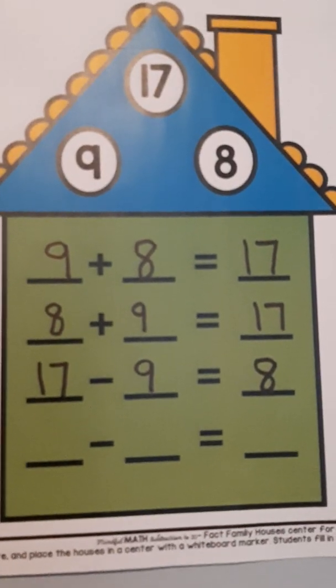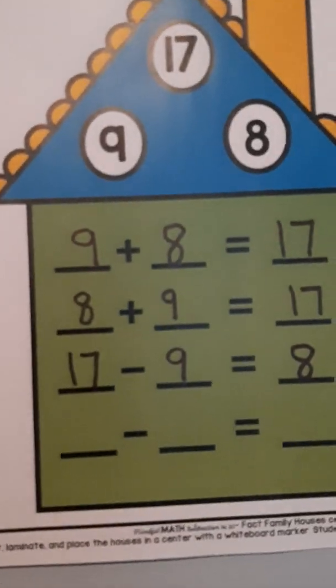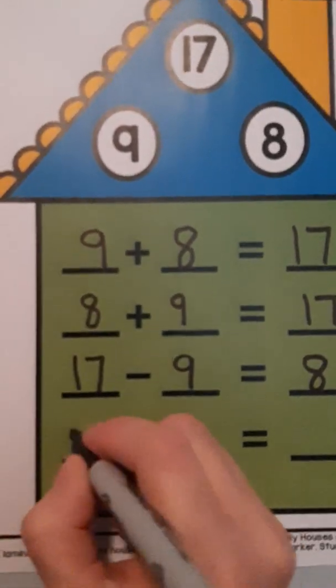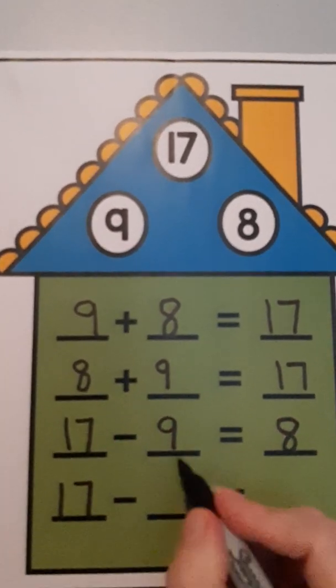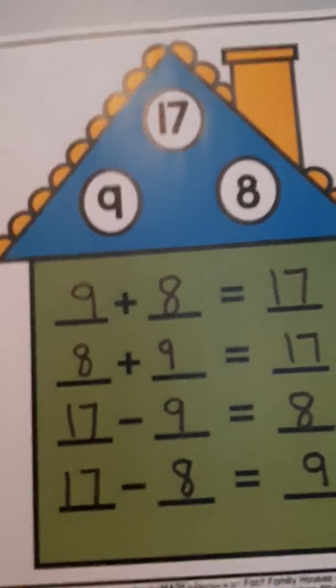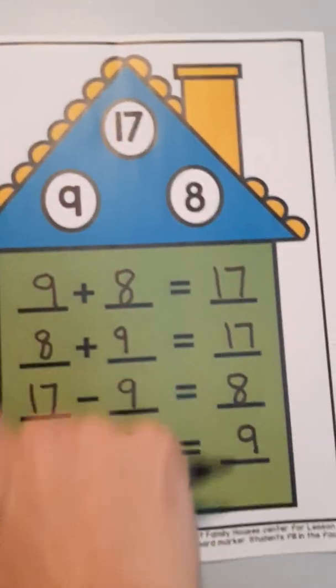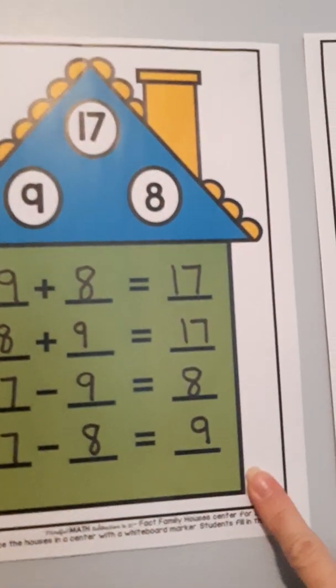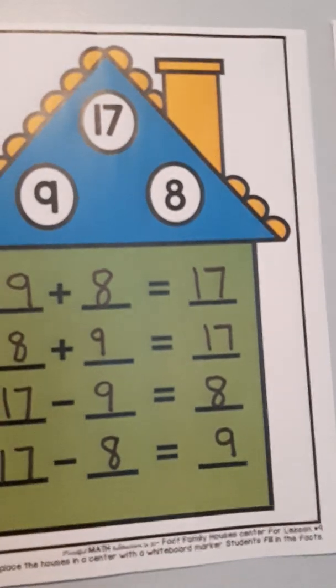Okay, to do the last subtraction equation, I'm going to start with the whole again, and this time I'm going to flip the parts. So I'm going to take away 8, and that's going to leave me with 9. So what I've done is I've built a fact family using the whole 17 and the parts 9 and 8.